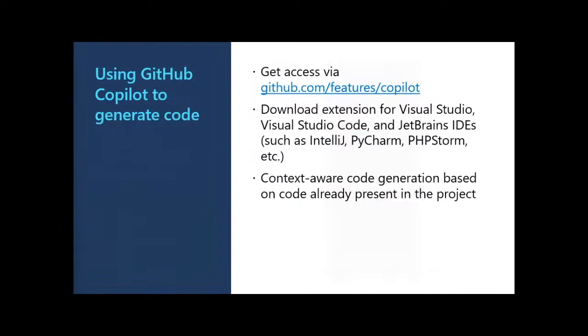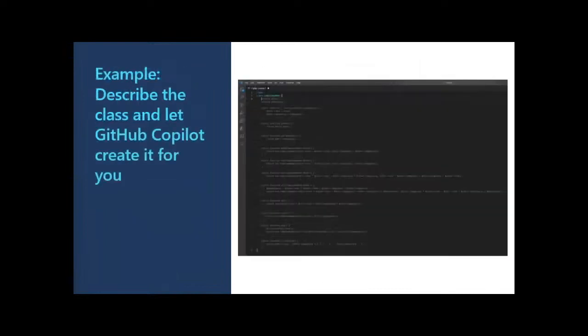On the other hand, we can also use GitHub Copilot to generate code. You can get access via github.com/features/copilot.